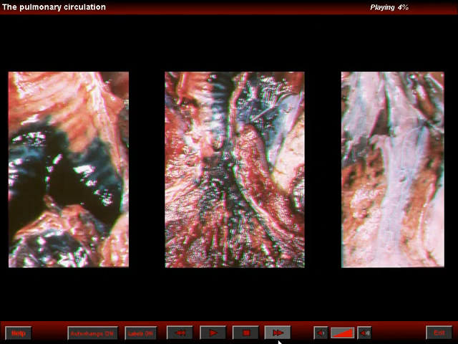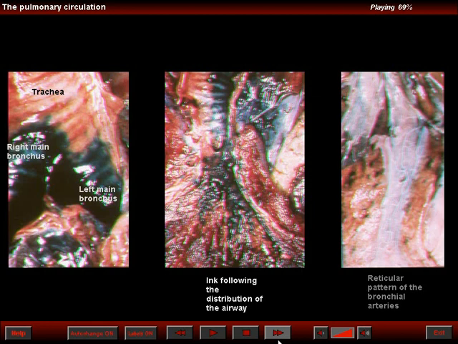If we inject a blue dye, as we did in this isolated segment of the descending aorta, and open the airway, we can see the blue stained mucosa of the distal trachea, which is the picture to your left. In the middle, we can see that the blue follows the airway. And in the right image, we can see a reticular pattern in the distal airway that represents the distribution of the bronchial artery.